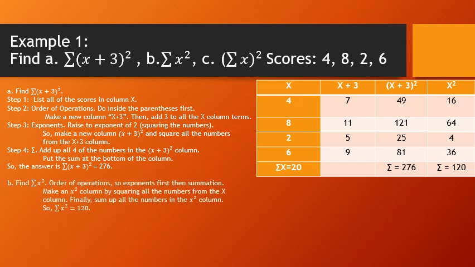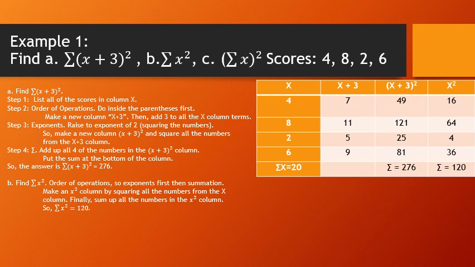Let's look at part B. It just says summation of x squared. Again, order of operations: exponents come first, then summation. So all I would need for this problem is the original x column and a new column called x squared.